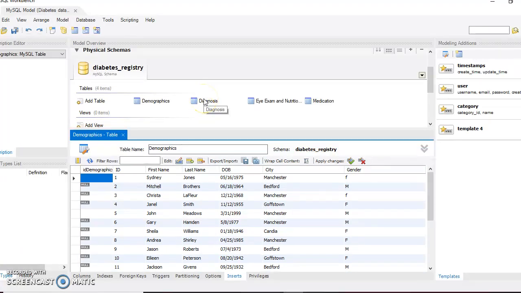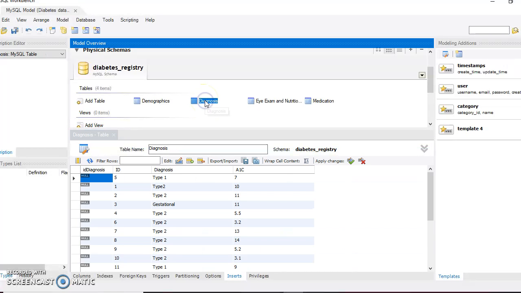The second table that I built was based on diagnosis. And I have 3 columns on this table. The first is the patient identifier. The second column is the diagnosis. And the third column is their A1C levels.